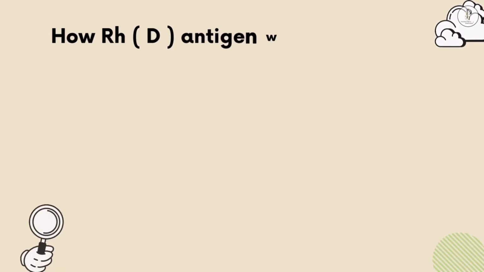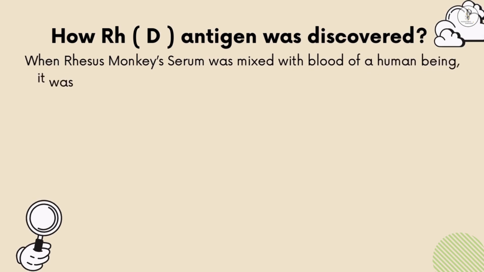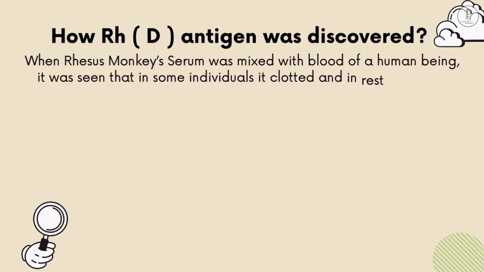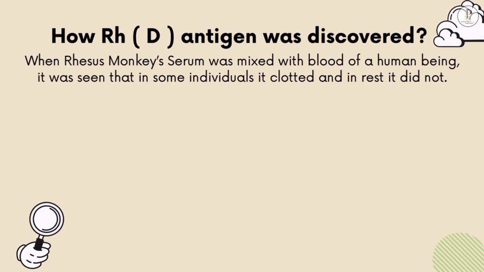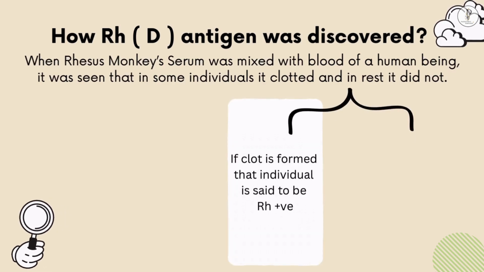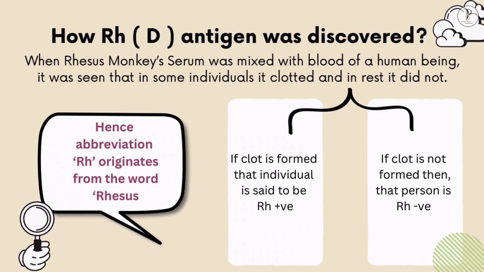How was the RhD antigen discovered? When rhesus monkey serum was mixed with the blood of human beings, it was seen that in some individuals it clotted and in the rest it did not. If a clot is formed, then that individual is said to be Rh positive. If no clot is formed, then the person is said to be Rh negative. Hence the abbreviation Rh originates from the word rhesus.